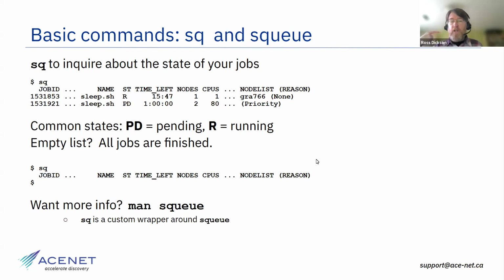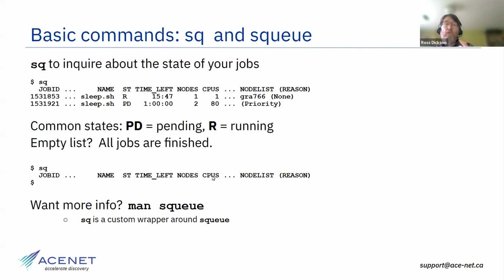So besides sbatch to submit a job, you will want to be able to check and see what the state of your jobs is. Has my calculation started? Has it finished? Is it working? Is something gone wrong? The first and most frequently used command for that is sq.